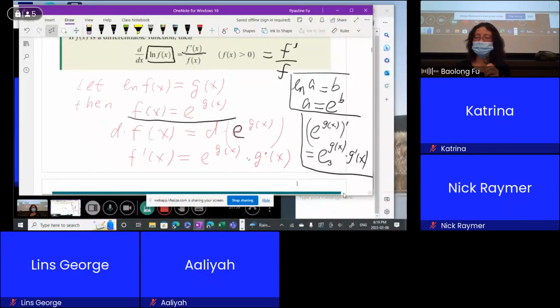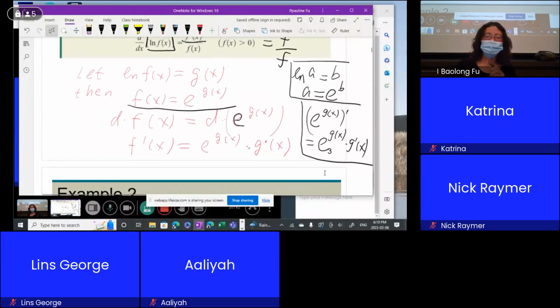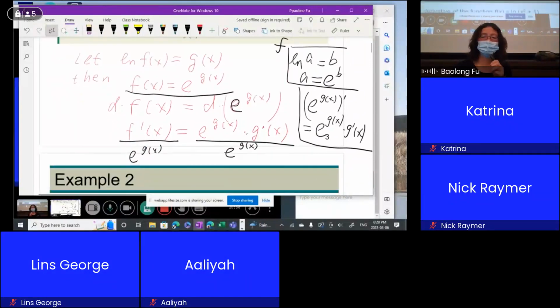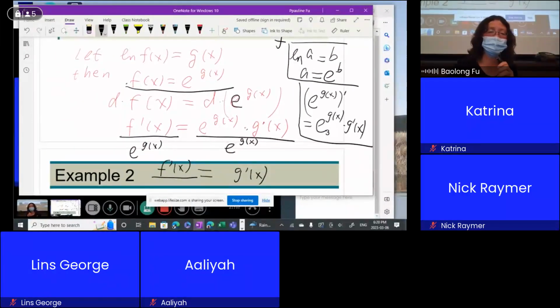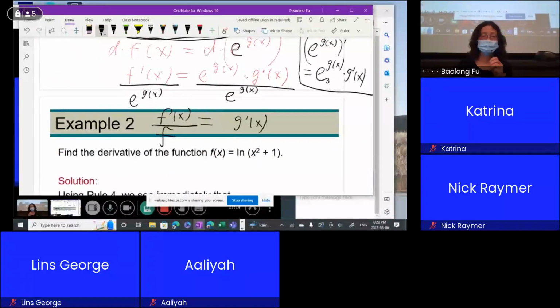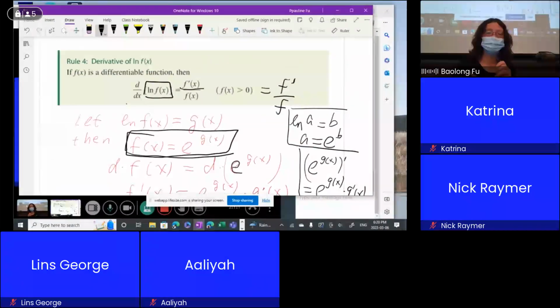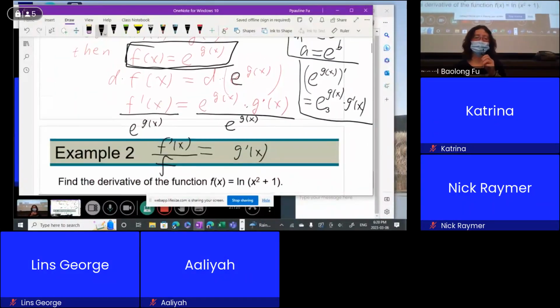And from here, both sides you divide it by e raised to power g(x). Left-hand side divided by e raised to power g(x). Right-hand side divided by e raised to power g(x). Okay, and the right-hand side you have g prime x. Left-hand side you have f prime x over e raised to power g(x). Here, e raised to power g(x) is just f. So we proved this one here. We proved.